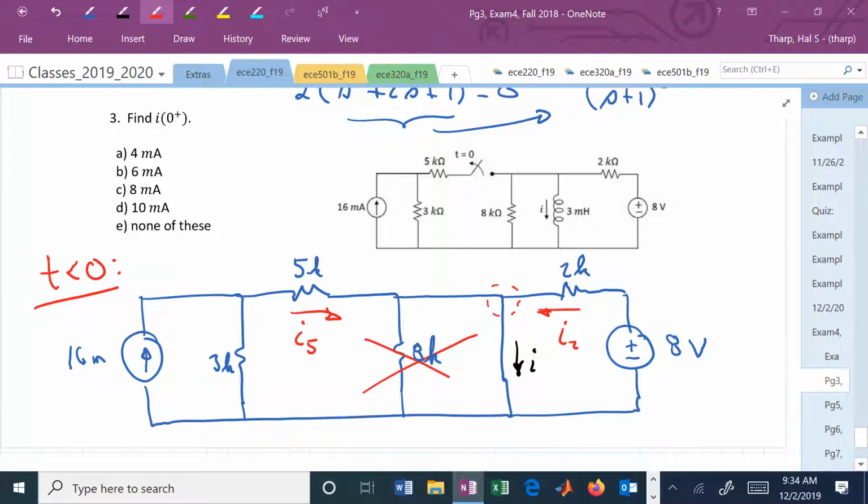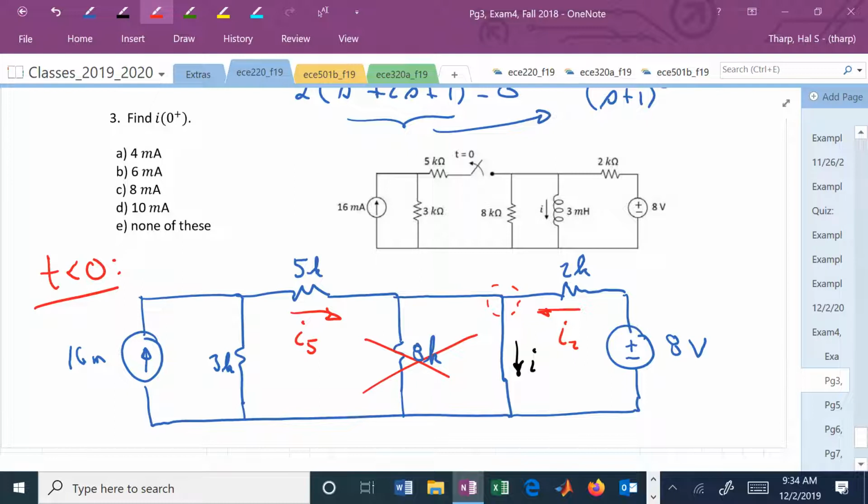I lost you after everything shorted out. Oh, so now why do we have to worry about the 8-volt source and the 2K now that we have that wire? Is that what you're asking? So now what we need to keep track of is that the current in that inductor is actually getting current from both sources, the 8-volt source and the 16 milliamp current source. And so we can't neglect that 2 and 8, because if it is shorted, that actually simplifies our analysis.